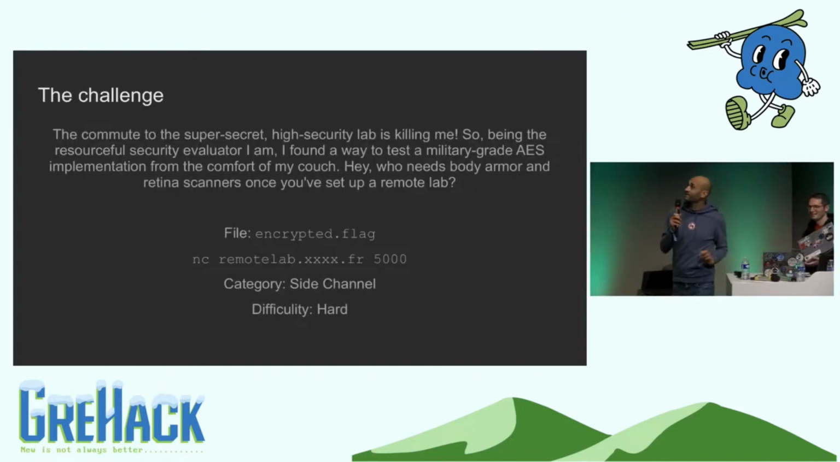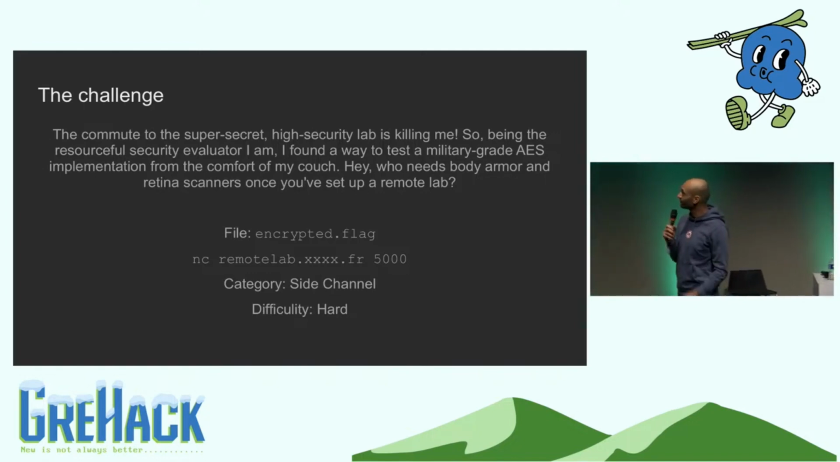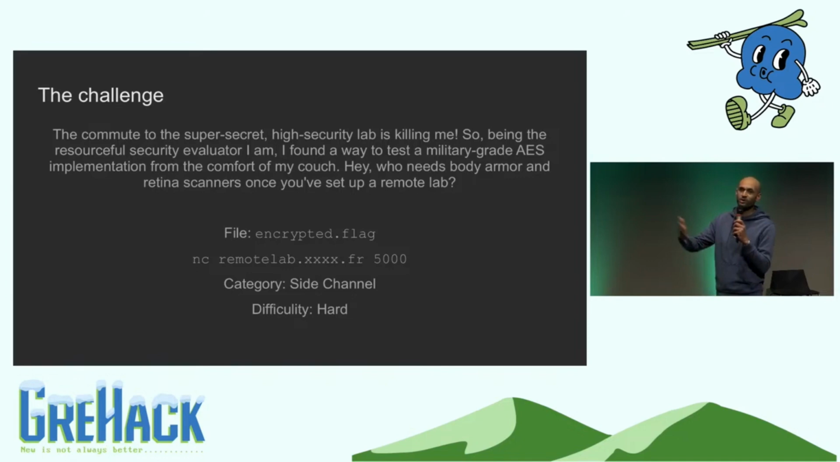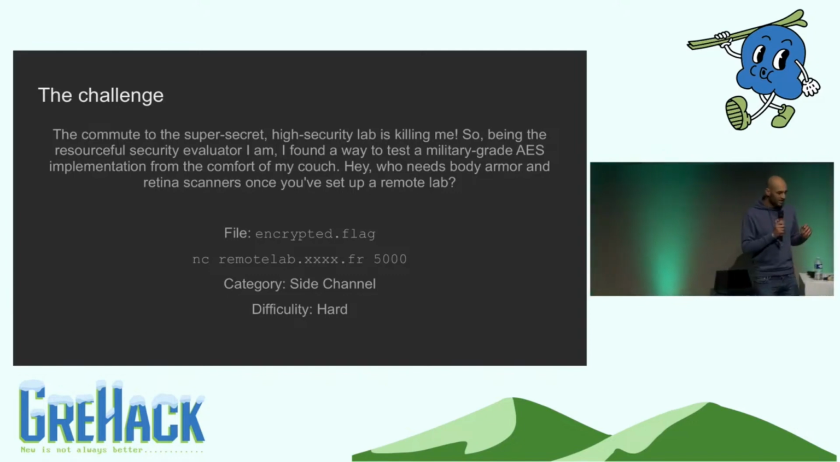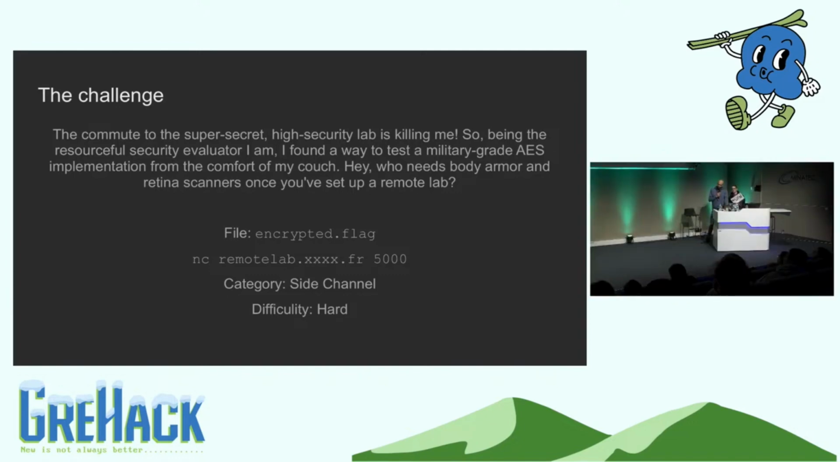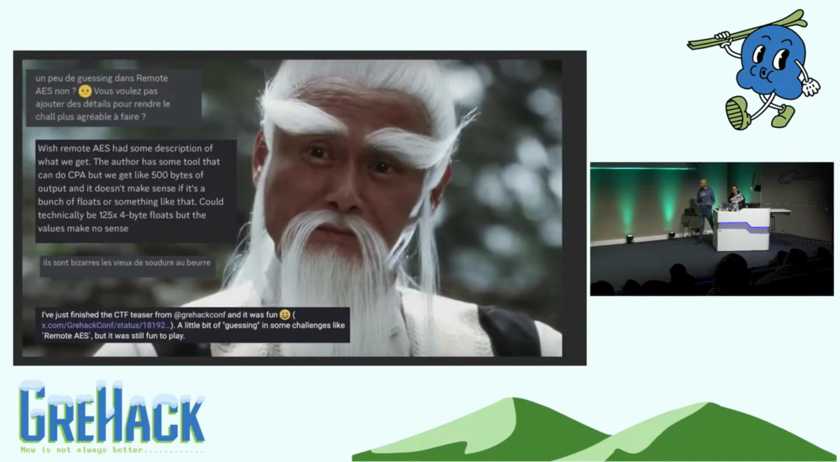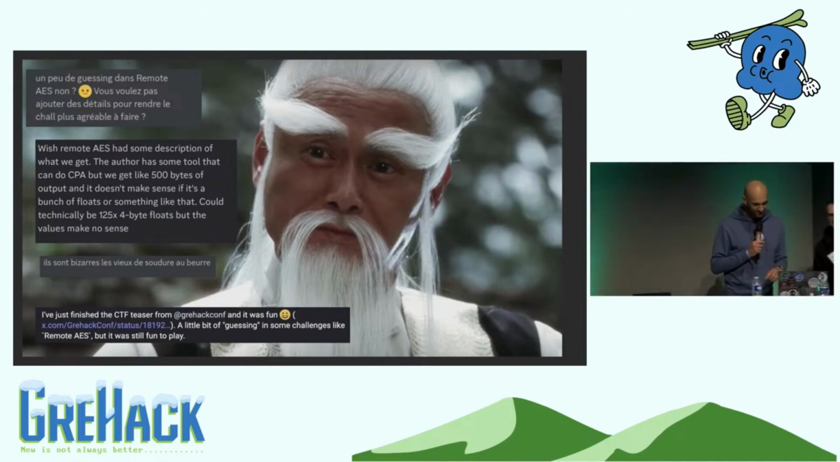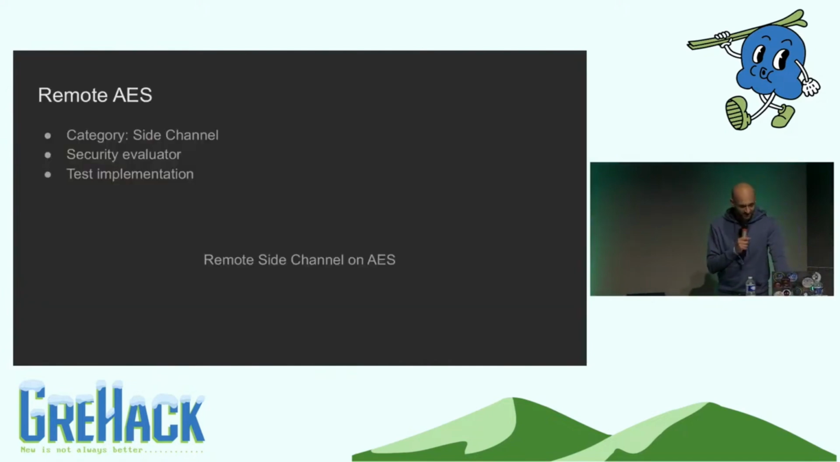So the challenge was basically that prompt. We were providing the file encrypted with a key. We were saying that in that challenge it was AES, remote AES with a student and some keywords like that. And the category was side channel, difficulty was hard. We received some comments. It was well received, I guess. But it was not guessy at all, and I will try to explain a bit of the workflow.